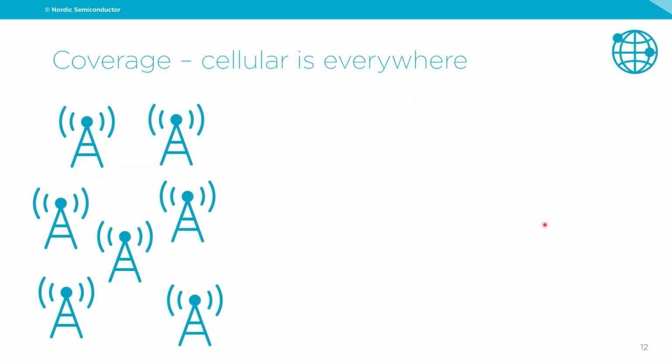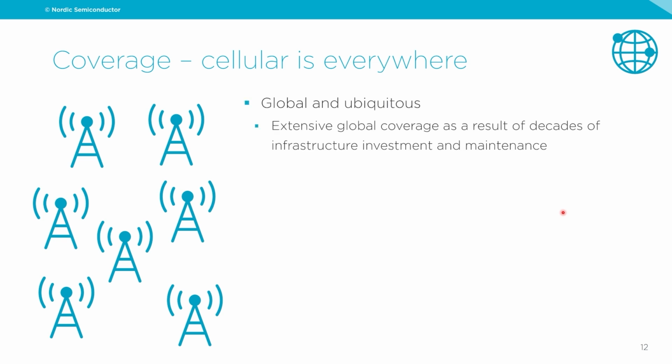And then when it comes to coverage, as a user, you know that wherever you go in the world, you will probably have mobile phone connectivity. So there is global and virtually ubiquitous coverage for cellular. Cellular networks have been rolled out for decades, and they continue to be expanded, improved and maintained. There's always investment flowing as new standards roll out, so you can expect this to increase over time.